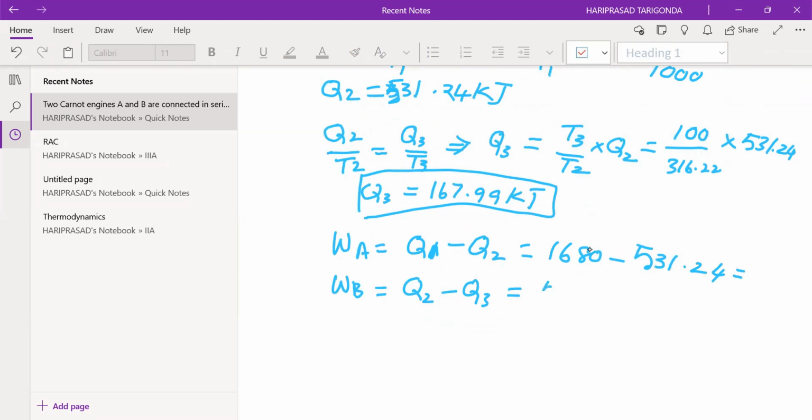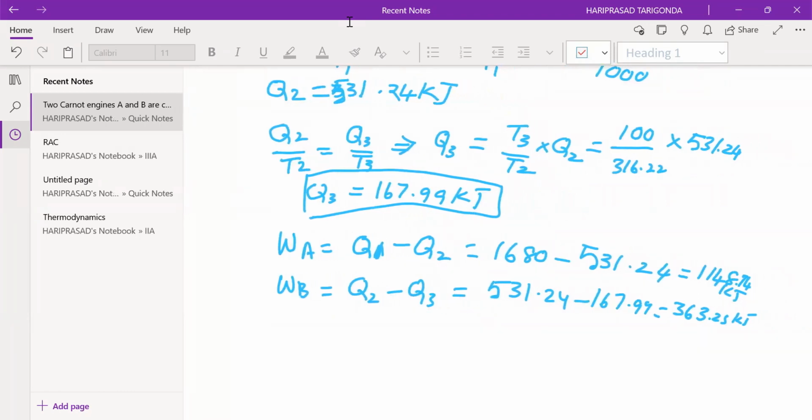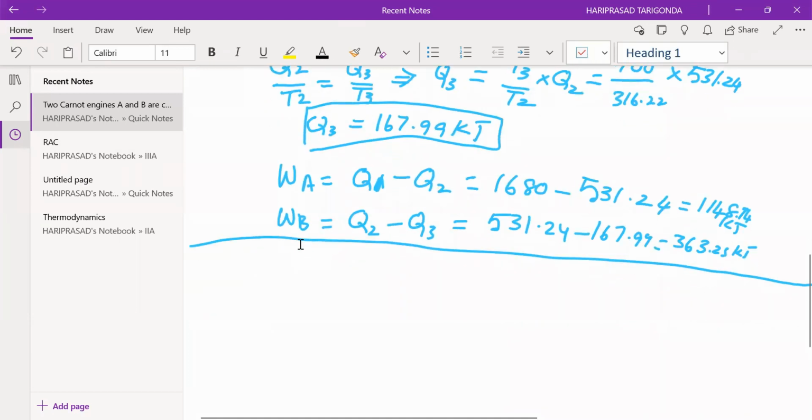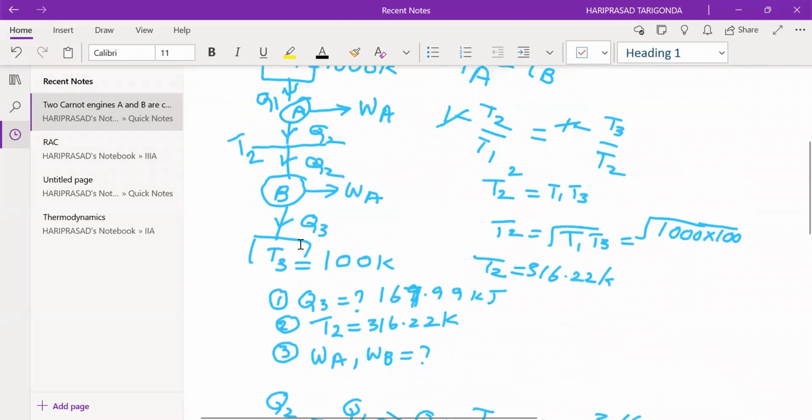Similarly, WB is equal to 531.24 minus 167.99. You substitute it and tell me the values. WA is equal to 1148.76 kilojoules, and WB is 363.25 kilojoules. So like this, we are doing all these calculations. This is case one, when efficiencies are equal.